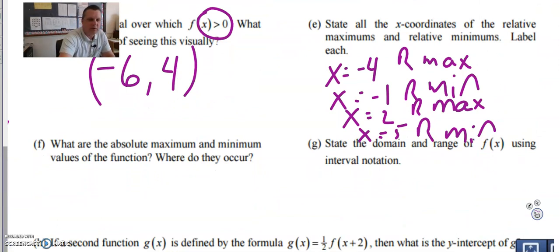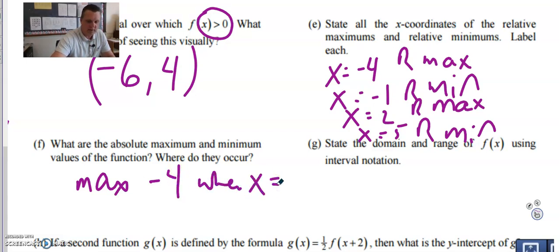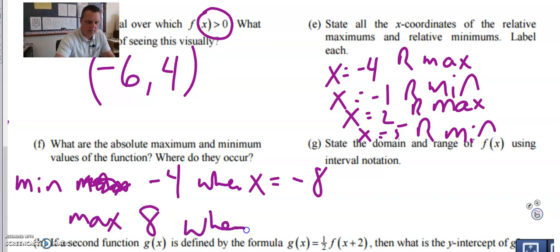So my absolute max has a value of -4 when x is -8. The min, oh, did I mix that up? No, that's supposed to be min. Sorry. I don't have time to redo the whole video. Sorry about that. That's the min of -4 when x is -8. The max is 8 when x is 2.